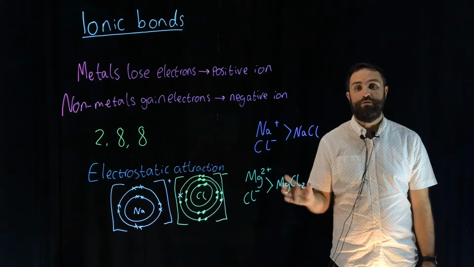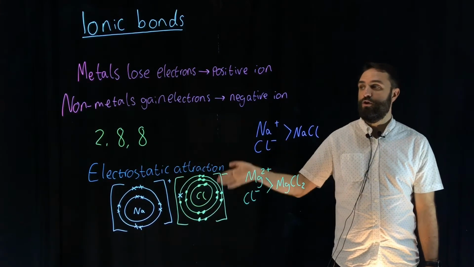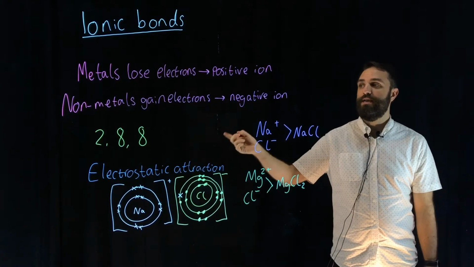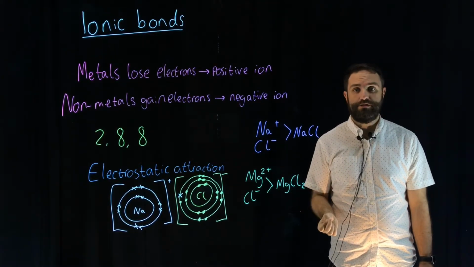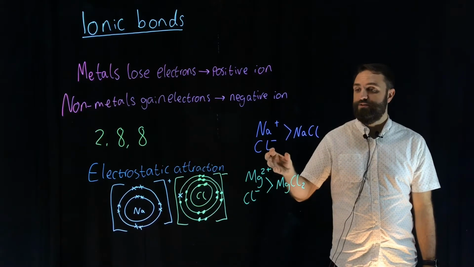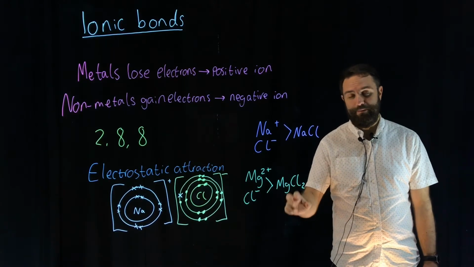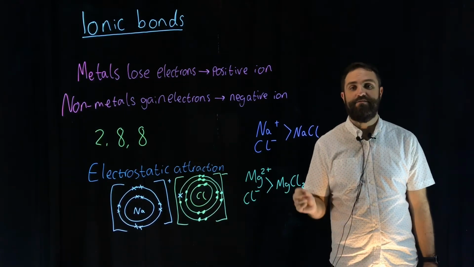So overall, remember, metals lose electrons to form positive ions, non-metals, except hydrogen, gain electrons to form negative ions, the molecules are stuck together with an electrostatic attraction, and the molecular formula for an ionic substance has to balance the positive and negative charges.